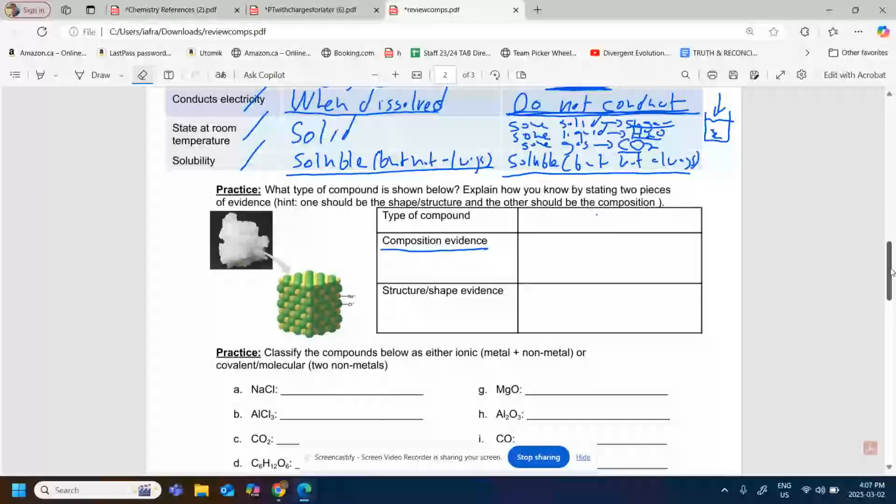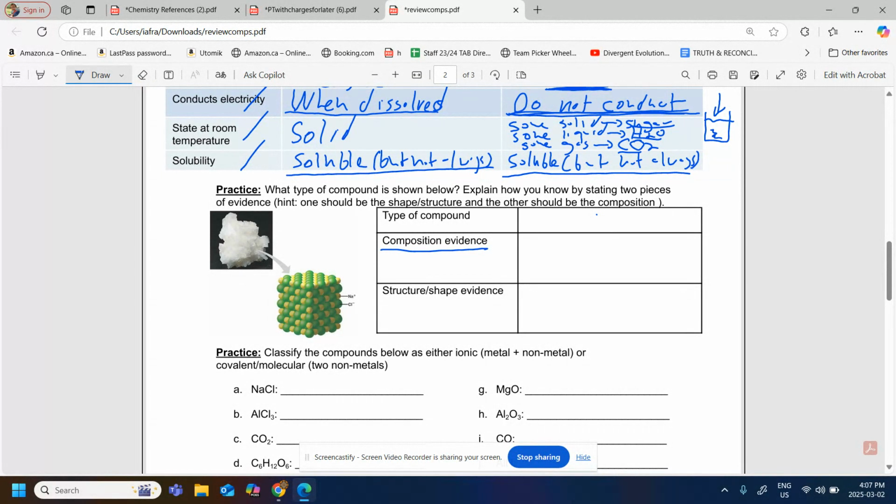In this video, we're going to take up the practice problems that were included in your lesson on compounds. You had to figure out what type of compound was shown in the picture here, and I wanted evidence based on composition and also structure. If you look at the composition, meaning what it's made up of, you'll see it's made up of a metal and a non-metal. That I would say is the easiest evidence to look at.